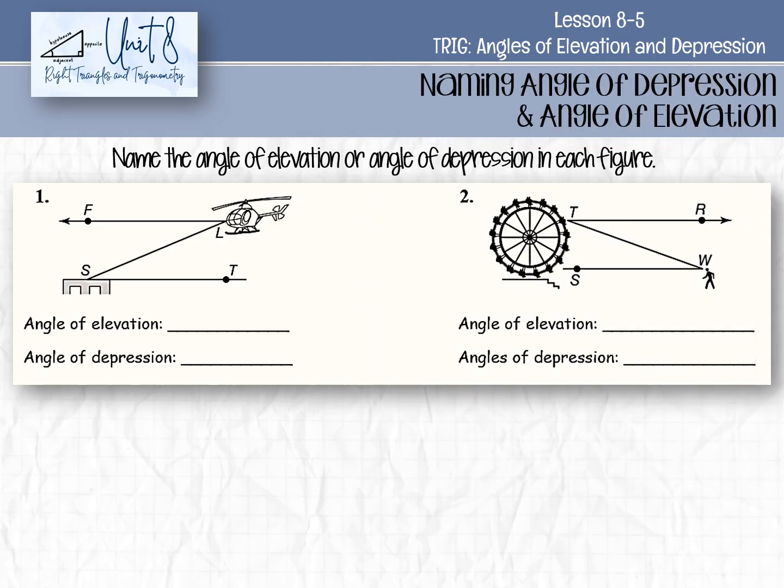Let's find the angle of elevation and angle of depression in each of the figures. Angle of elevation first, in number 1, is angle TSL. Angle of depression from the helicopter down to the building is angle FLS. Angle of elevation from the person up to the Ferris wheel is angle SWT. Angle of depression from the Ferris wheel down to the person is angle RTW.